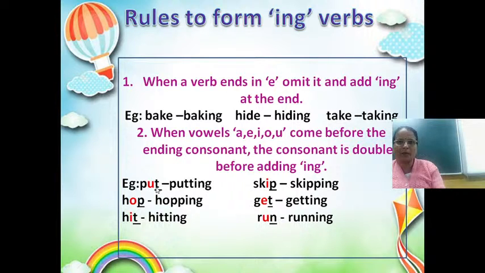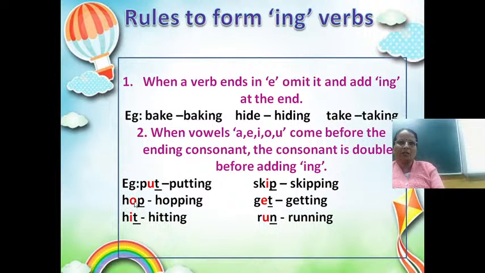Double means write one more T. That means there should be two T's. So you see, when we have added ing, see the spelling difference. P, U, T, T. Two T's. We have doubled the T. T, T, ing. I hope you have understood the rule right now. Okay. Now let's see the next example.